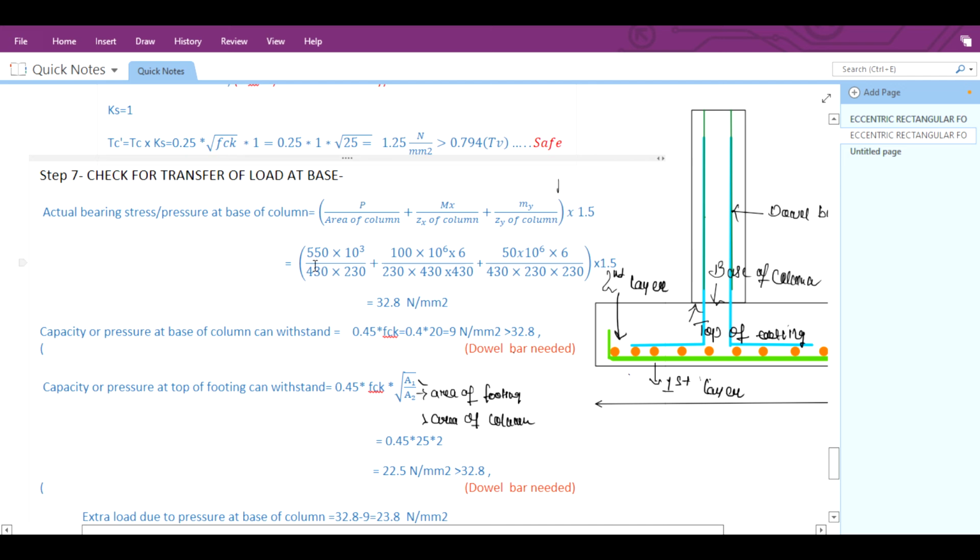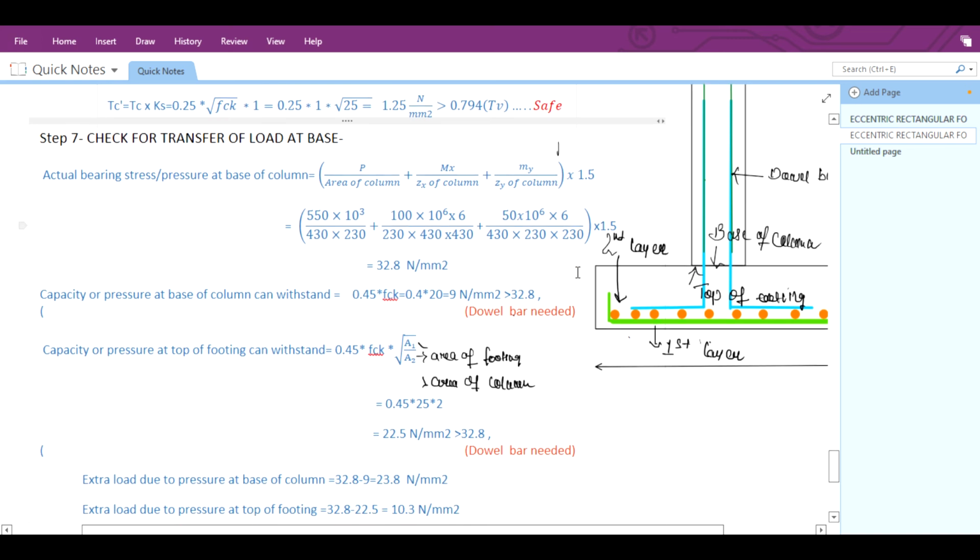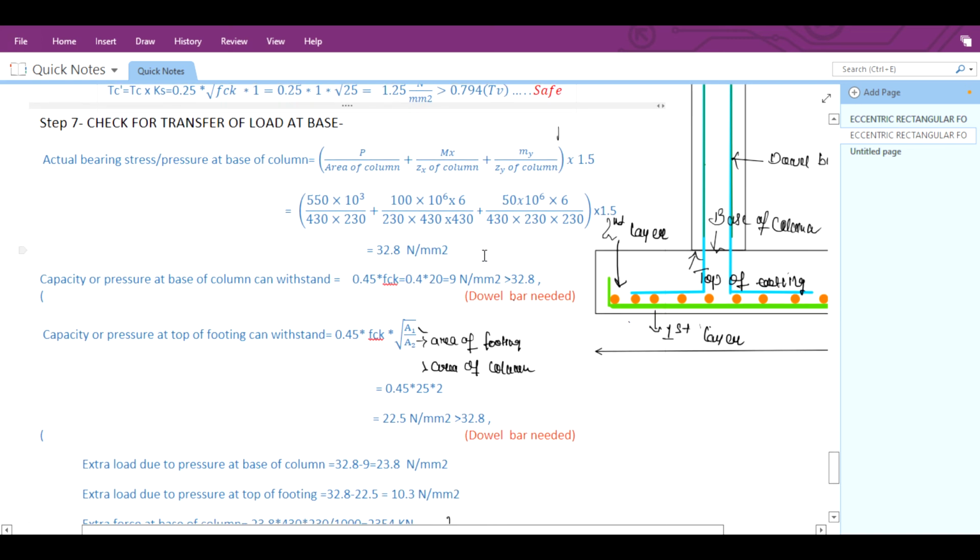So P will be 550 into 10 power 3 divided by area of the column, which is 430 by 230, plus Mx, the moment in x direction, is 100 into 10 power 6 divided by Zx of the column, that is b d square by 6. So we have taken 6 to the upper side, and b will be here 230 multiplied by 430 by 430. For My it is 50 multiplied by 10 to the power 6 multiplied by 6 divided by, so for My it changes, 430 will be the b and d will be 230 by 230. So it will come as 32.8 Newton per mm square.